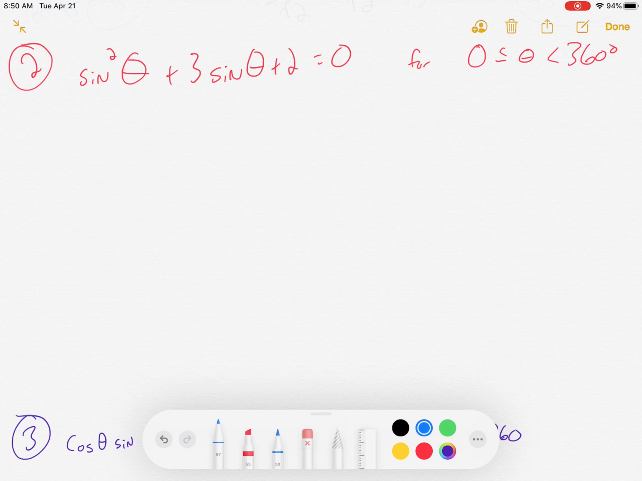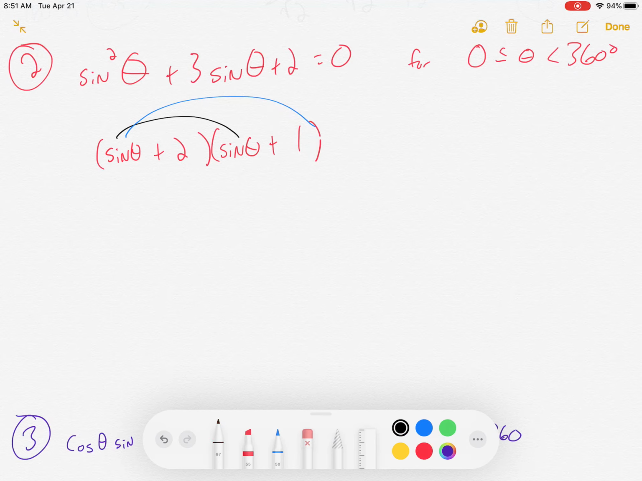Well, what if we did the same thing, but we did that with sine? So what if we said, hey, if I want to get a sine squared, I need to multiply a sine of theta and a sine of theta. What if I did sine of theta plus 2 and sine of theta plus 1? If you went and foiled this out, went here and here and here and here, and combined your like terms, you would end up getting sine squared theta plus 3 sine theta plus 2. So now, again, this is still set equal to 0.